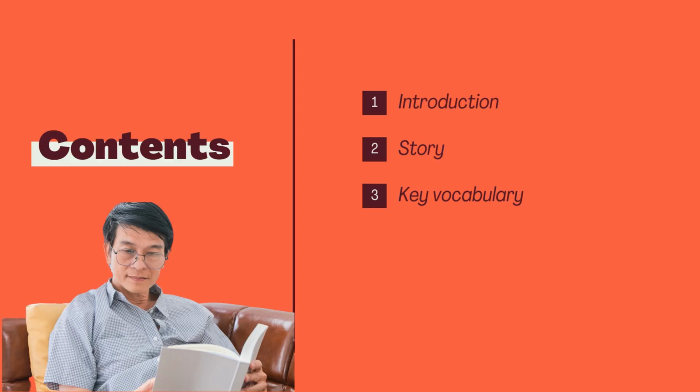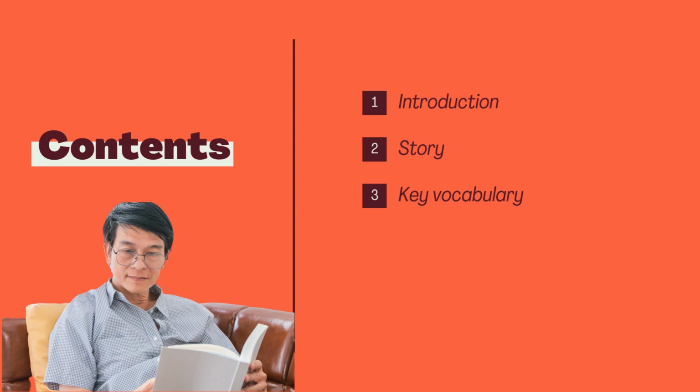This video, like all the others that will follow it, will have three parts: introduction to the story to give the cultural and historical context. Second part is the story itself. And then thirdly, key vocabulary, key words that are used in the story. You will notice that these key words are put in bold in the story as we go along.